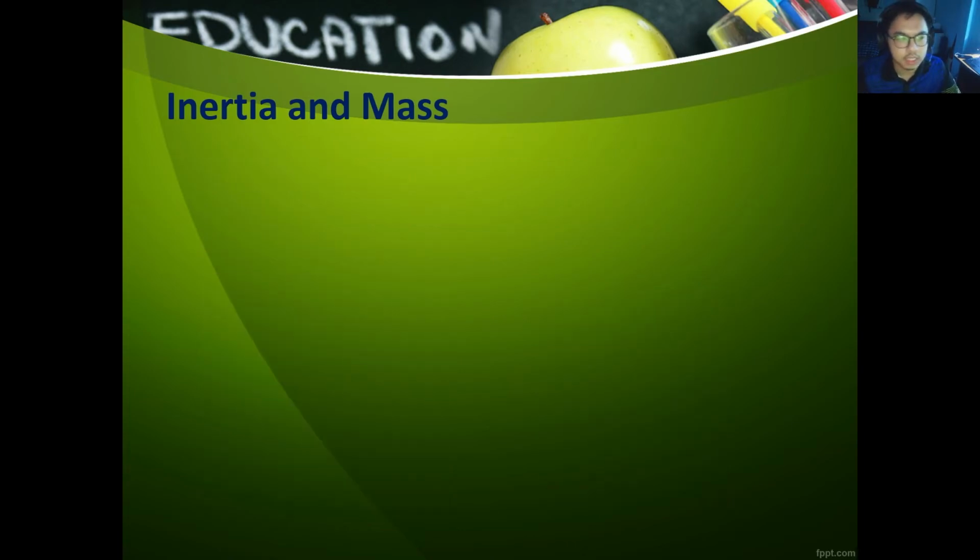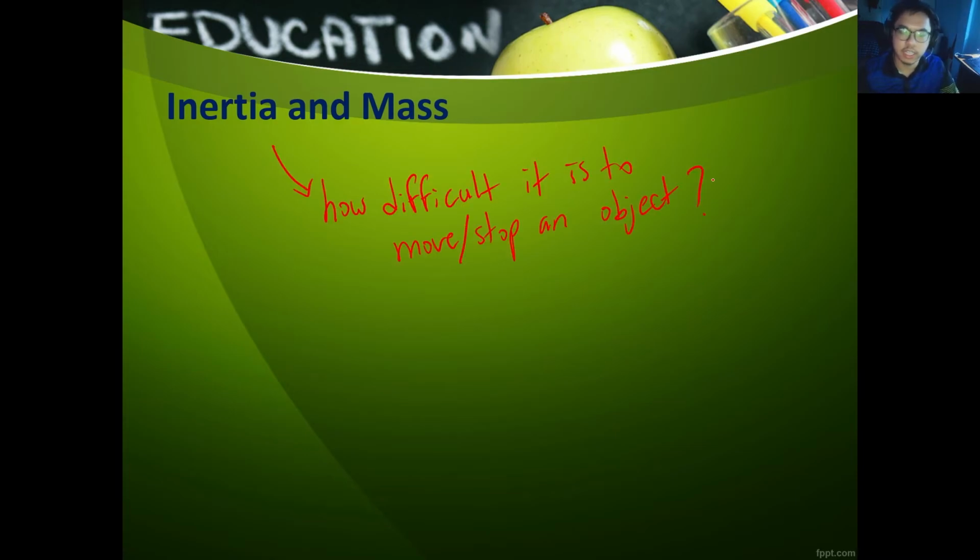So, to summarize, just remember that inertia tells you how difficult it is to move or stop an object. An object with a large mass, a heavy object, has large inertia. That means it's very hard to move and very hard to stop. Whereas a small mass or a lighter object has a small inertia. So it's very easy to move and very easy to stop.